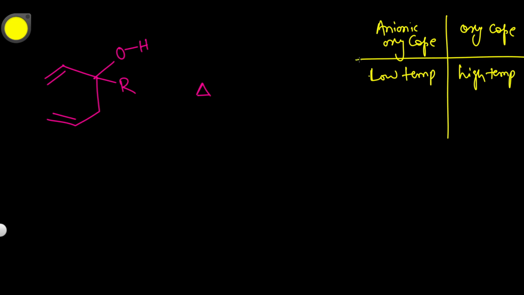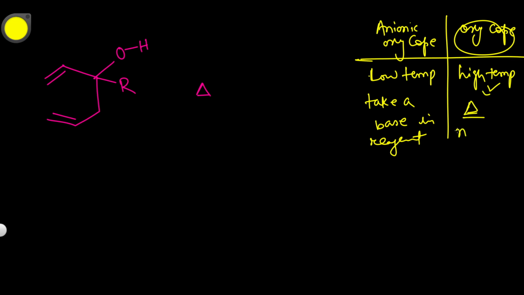And in the anionic Oxy-Cope we take a base in the reagent. But in the case of Oxy-Cope we are just giving heat, no base. So this is the basic difference between the anionic Oxy-Cope and Oxy-Cope. You have to understand why these are the two names. But in this session we are going to discuss only Oxy-Cope. So now let's go to the mechanism.